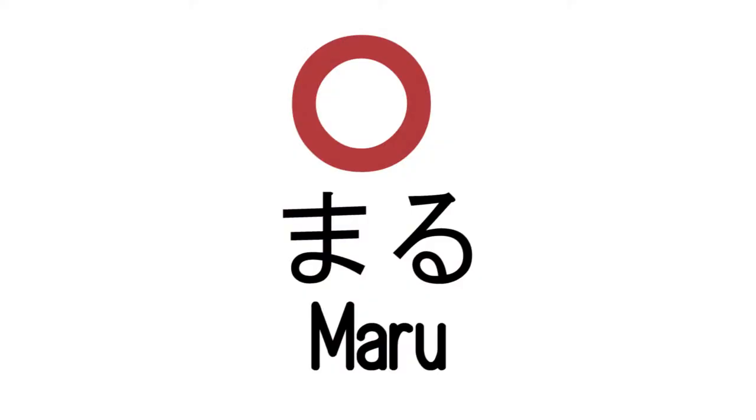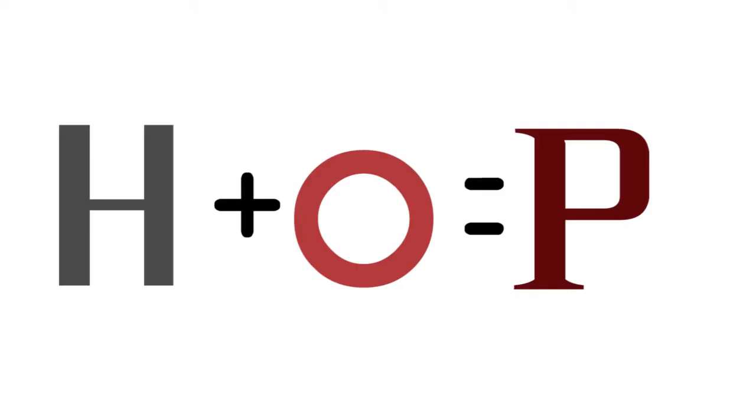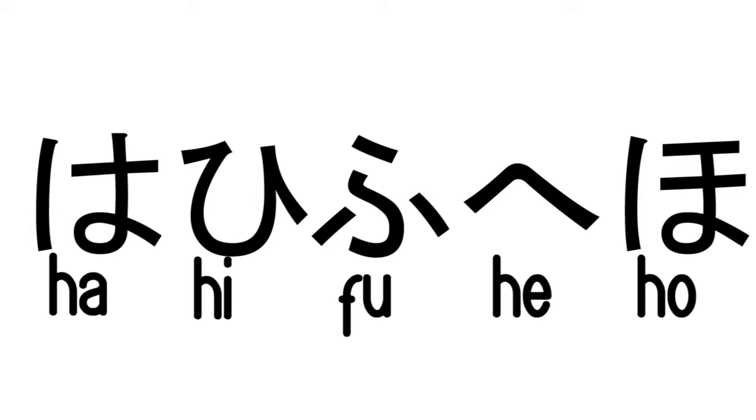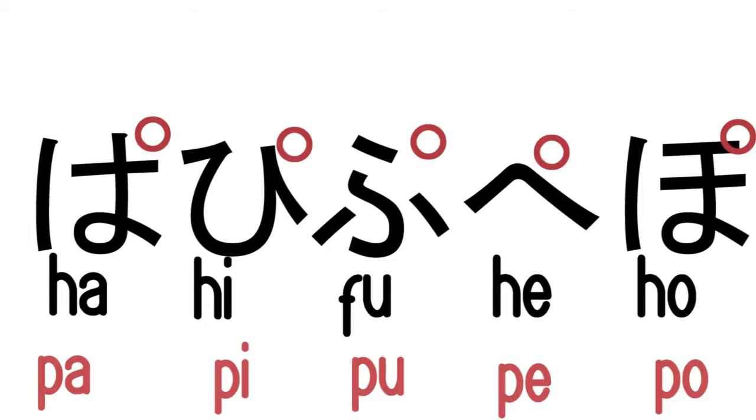The second one that we have to consider that's similar to this is the maru, and maru is just Japanese for circle or ring. Now this one only applies to the H sounds, and that turns the H sounds into P sounds. So we will get ha, hi, fu, he, ho becoming pa, pi, pu, pe, and po.